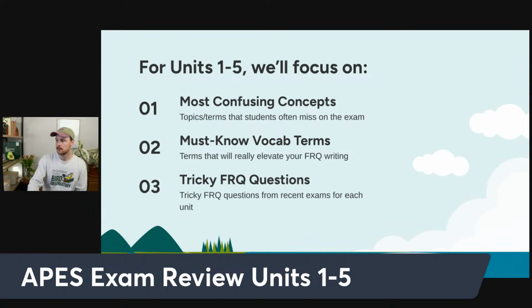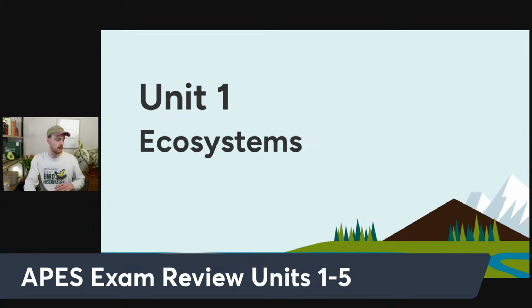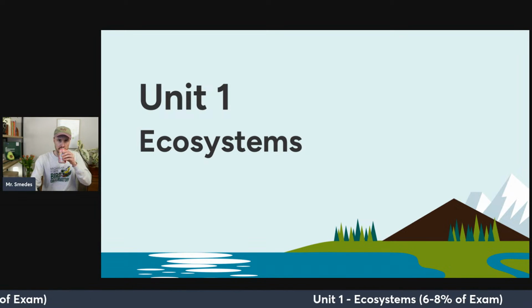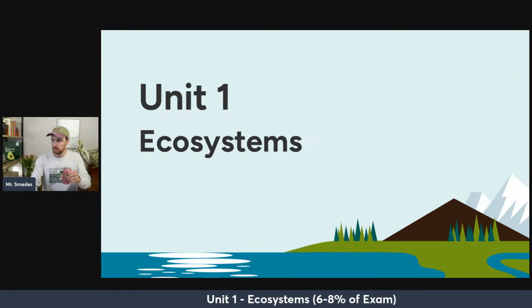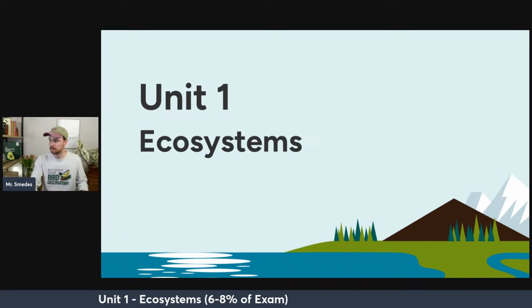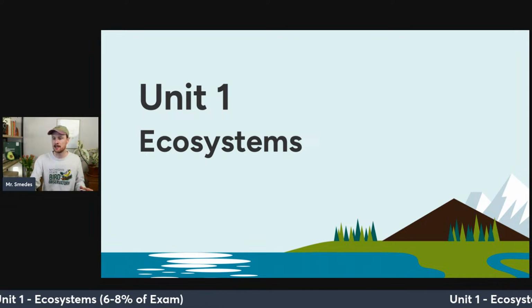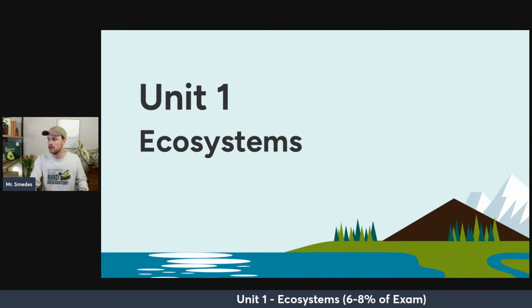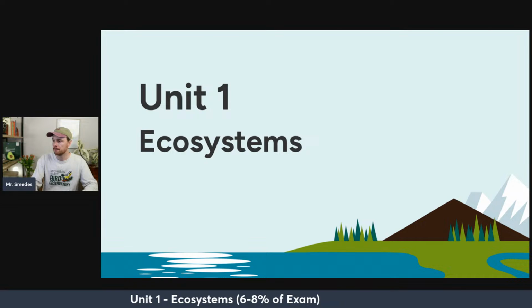Okay, let's take a look at our next unit, which is unit 1, our first unit, ecosystems. We also have some tickers so we can make sure we know where we are. So we're at unit 1, 6 to 8% of the exam. And the reason I like that is it just gives us some context. So we're not going to spend a huge amount of time on unit 1 because it's 6 to 8% of the exam, but we're going to go through as well as we can here.